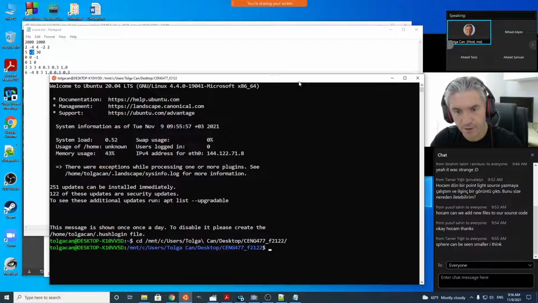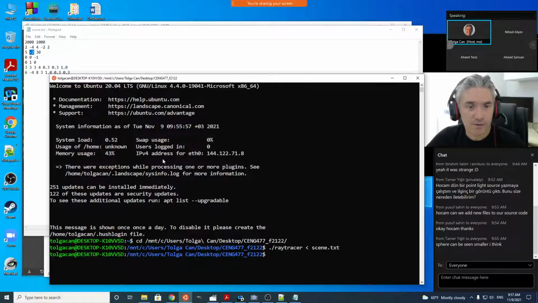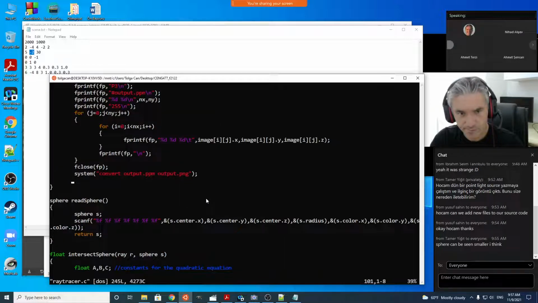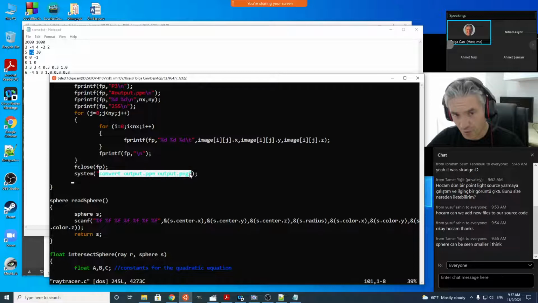So it was here, ray tracer. This is version 2 that I had. So let me try this one, if this is the buggy one. By the way, I changed the code so that now this convert works.